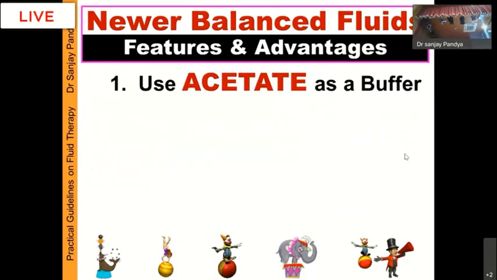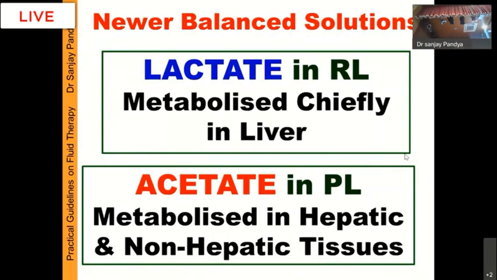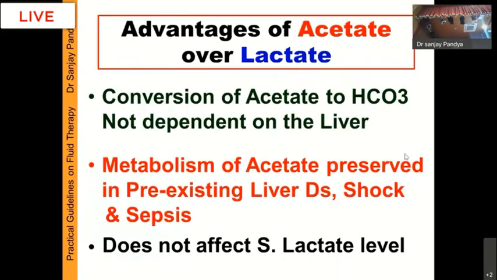Now, if instead of lactate, acetate is there as a buffer, what is the advantage? Lactate gets metabolized only in the liver. Acetate is metabolized across the body, in hepatic and non-hepatic tissue. So conversion is not dependent on the liver. Even in shock, the conversion of acetate to bicarbonate is preserved. So it is in liver disease, sepsis, and other conditions. It does not affect liver problems.